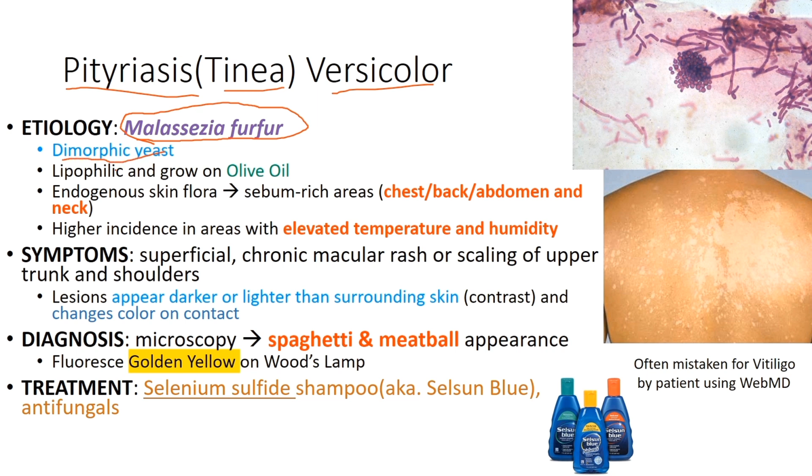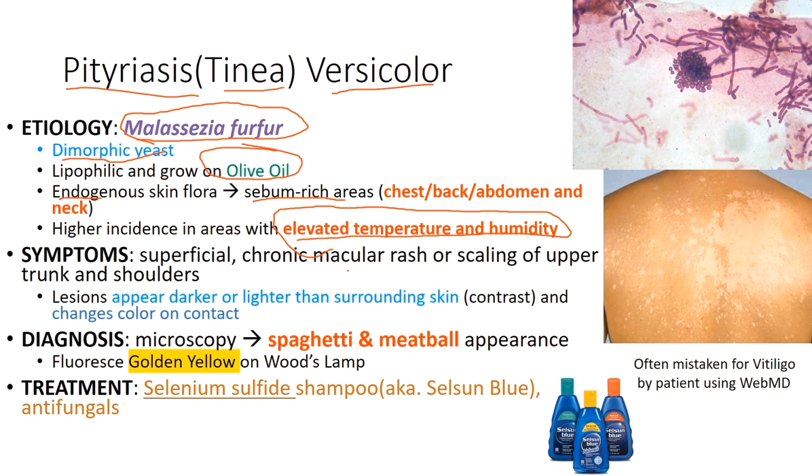So this is a dimorphic yeast. It's lipophilic, so therefore it grows on olive oil, and this is really cool. I'll be mentioning that in a second. It's endogenous skin flora, and it eats from sebum-rich areas like the chest, back, abdomen, neck, stuff like that. And it usually occurs in areas where it's very humid and at elevated temperature, such as the tropics and areas where we live right now, down in Grenada.